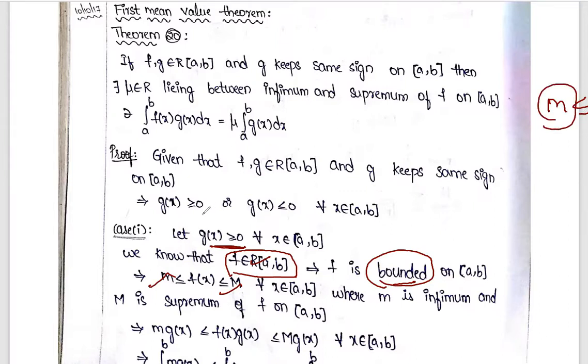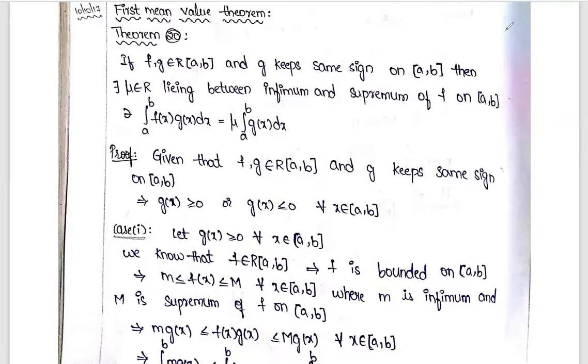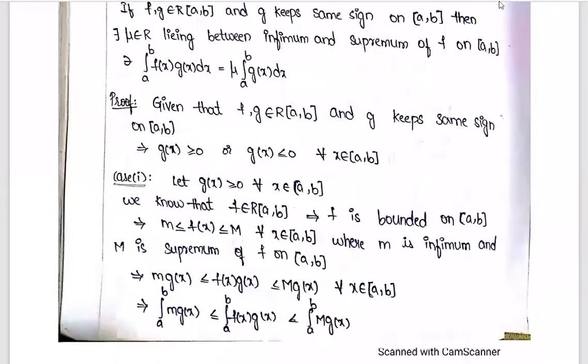As we have g of x, you have to multiply each and every term with g of x. So m times g of x is less than or equal to f of x times g of x, which is less than or equal to capital M times g of x. Again, you have to put integrations on all sides. I hope I'm clear till here. Next, moving on to the next slide.